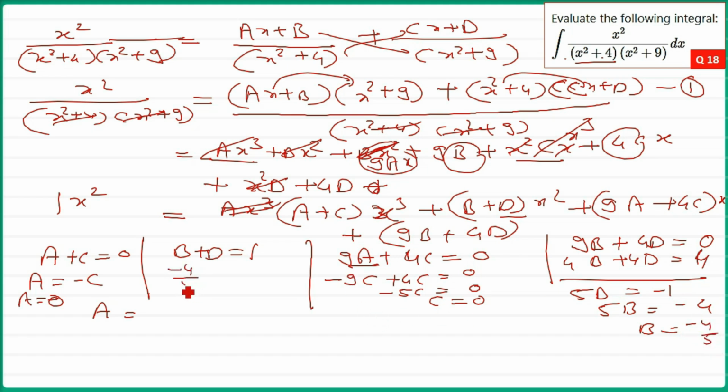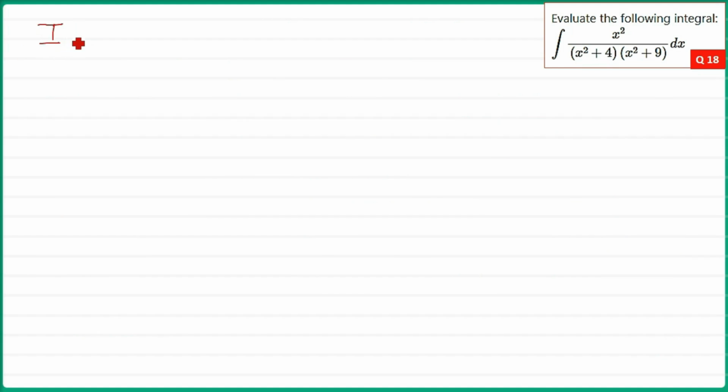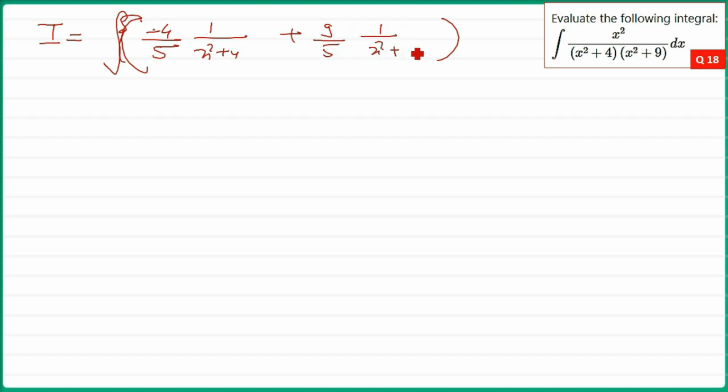Now put it here. Negative 4 by 5 plus d equals 1. So d will be equal to 1 plus 4 by 5. It will be 9 by 5. Now a equals 0, c equals 0, d is 9 by 5 and b equals negative 4 by 5. Now let's integrate, because we have already found a, b, c, d. A and c are 0, so the terms which have x as the variable along with them will be 0. Only constants will come. So we have b, which is negative 4 by 5, divided by x² plus 4, and then d, 9 by 5, with x² plus 9 in the denominator.